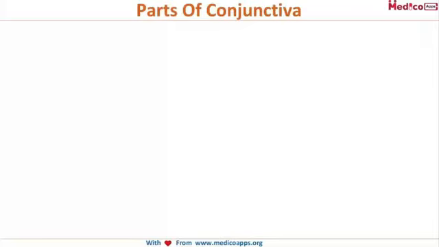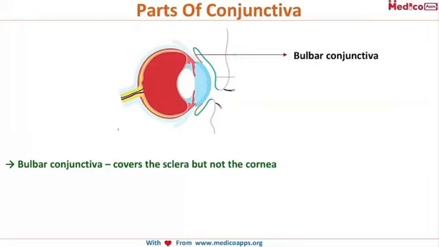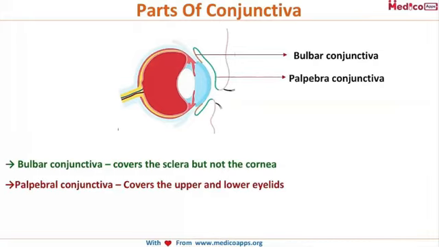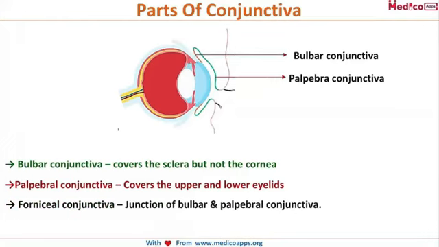Let's start off with the anatomy of conjunctiva. So we know that conjunctiva is divided into three main parts: the bulbar conjunctiva, the palpebral conjunctiva, and the pharyngeal conjunctiva. Number one is bulbar conjunctiva. As the name suggests, it covers the ball, the eyeball. That means it covers the sclera. And we all know that the cornea is not covered by anything else. So it covers the sclera.